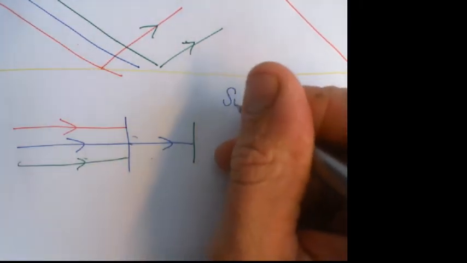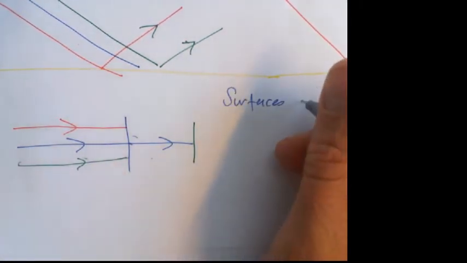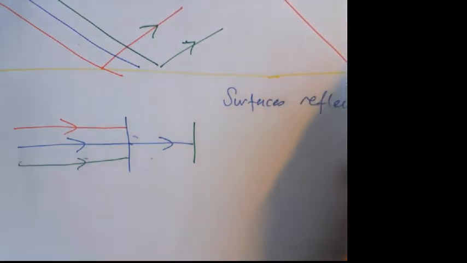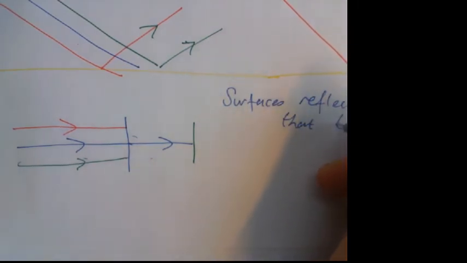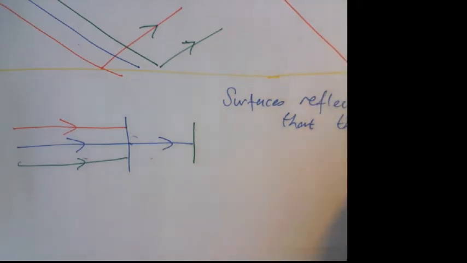So surfaces reflect the colour that they can, which is the colour that they are under white light. It can be more than one, it can only be one, it depends on whether it's a primary or a secondary.